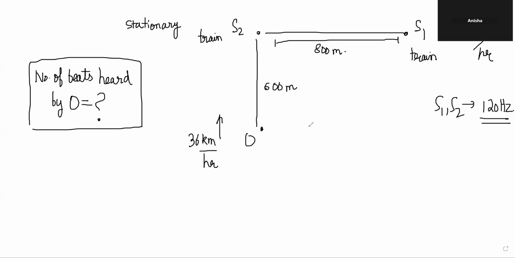Sir, what speed did they give for sound? 108 kilometers per hour, oh, speed of sound, 330.